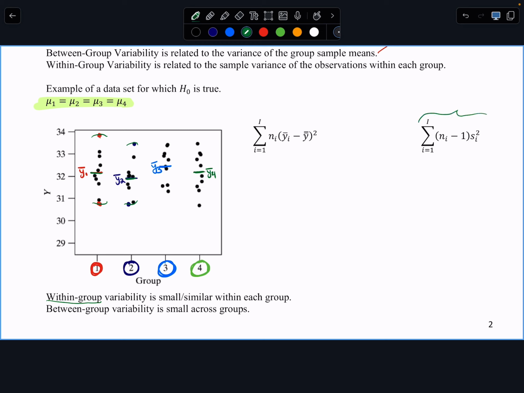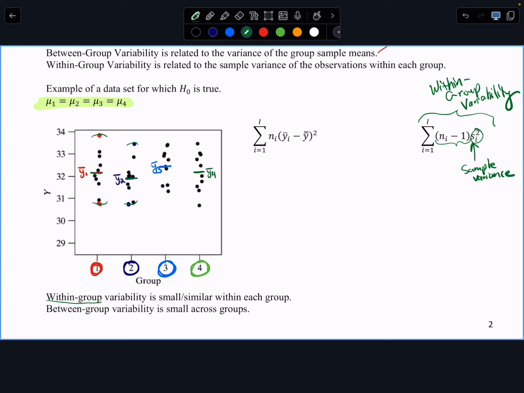This equation here gives us a measure of our within group variability. It's not focusing on the range, it's focusing on the sample variance. Here I have my sample variance. Remember from chapter 2, we talked about sample standard deviation and variance. Variance was S squared. All right. So I'm going to go to each group, and I'm going to multiply n minus 1 by the variance, add them all up. That gives me my within group variability.